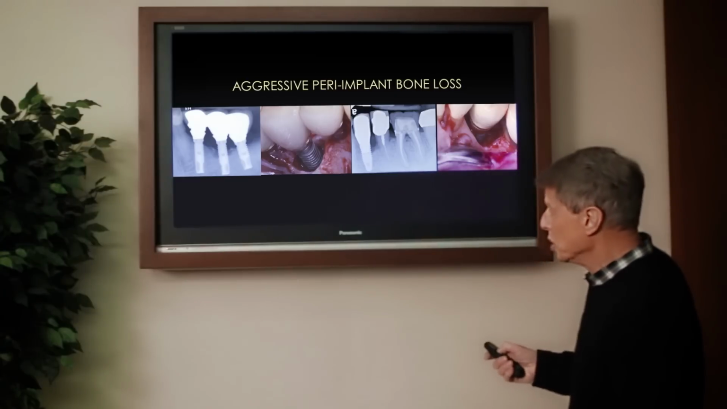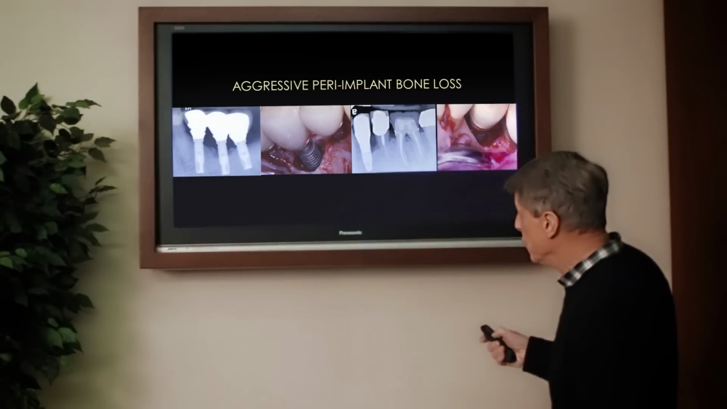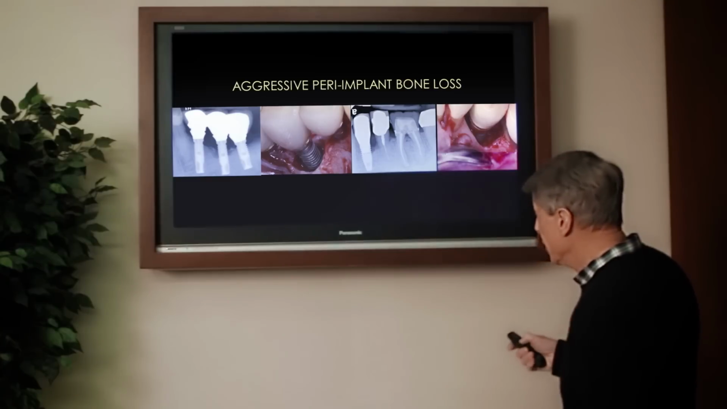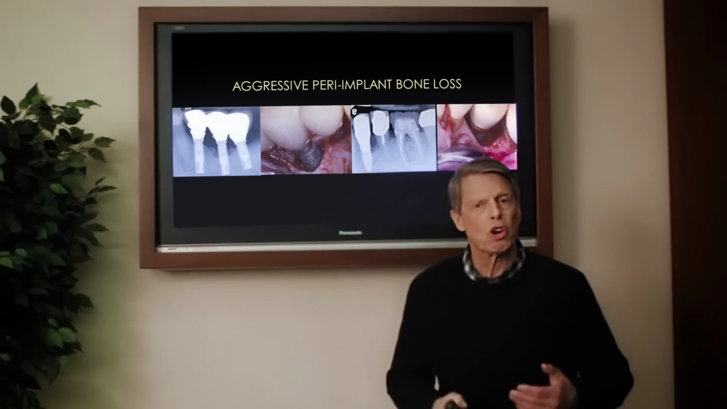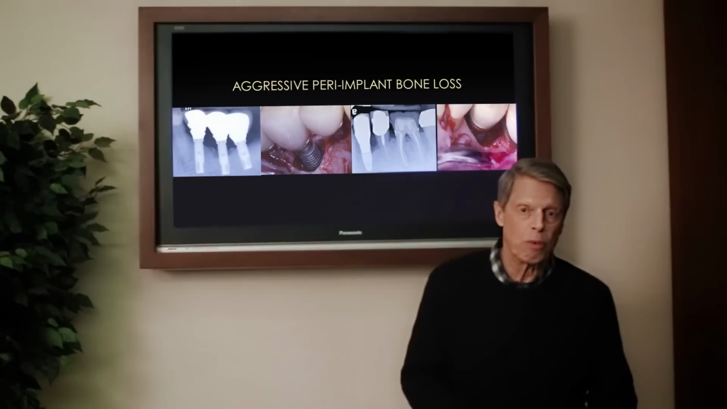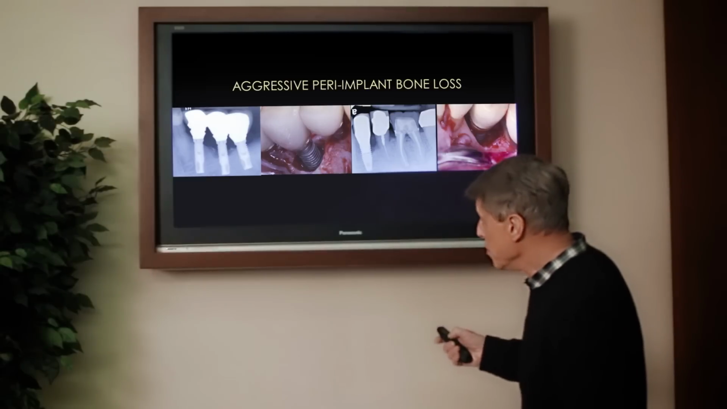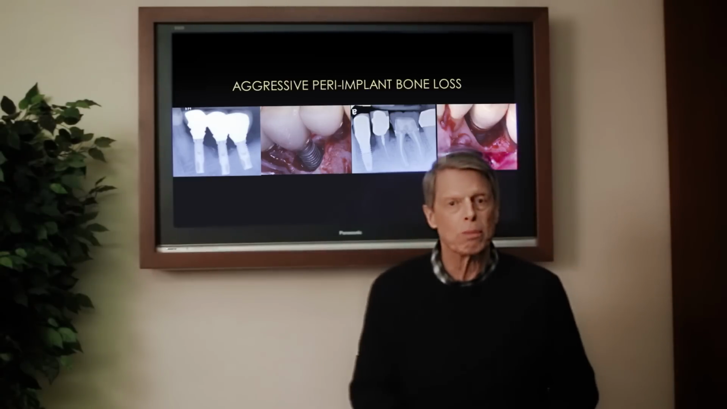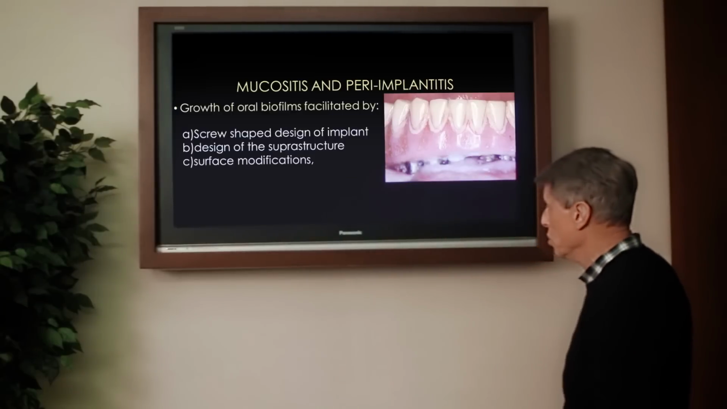Because of this rapid bone loss, you can see the type of bone loss we get is very aggressive around these dental implants. We don't see bone loss like this around the tooth. Around the tooth, you may have bone loss on the mesial of one tooth or in the distal of another tooth, a vertical defect. Around implants, we get this circumferential bone loss completely around the implant, 360 degrees.